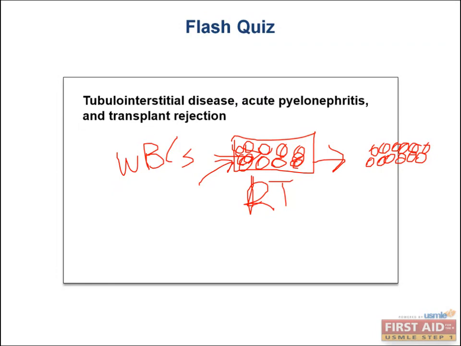And it may have been through glomerular damage or it may have been through tubular damage, but somehow the white blood cells were able to get into the lumen of the tubules and form a white blood cell cast.